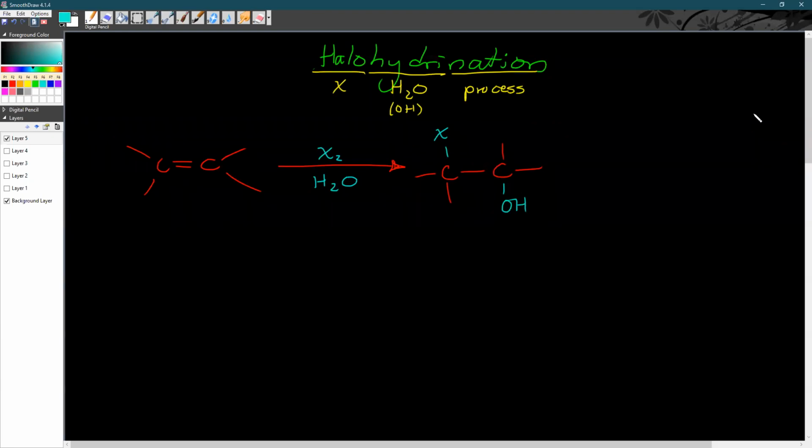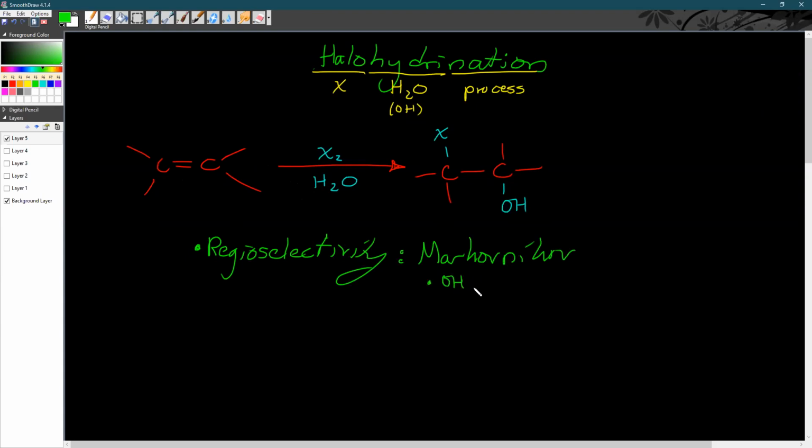All right. Some bullet points about this. Well, not surprisingly, or I should say surprisingly, will the regioselectivity in this case matter? And now that we have two different things, of course it matters. And this is a Markovnikov reaction, where the OH goes on the more substituted side and the X goes on the less substituted side.